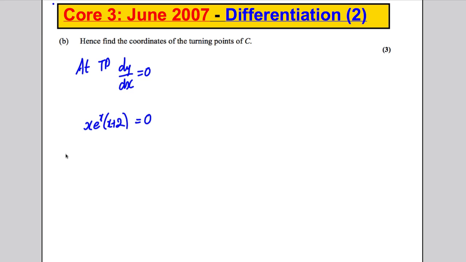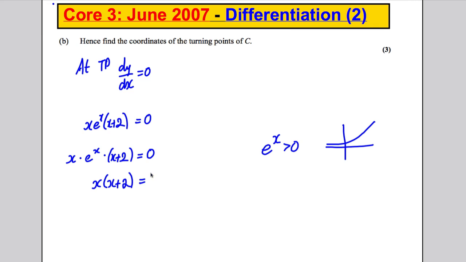Now, just to break that down, that means there are 3 things times into 0. An x times an e to the x times an x plus 2. 3 numbers times into 0, either one or all of the numbers are 0. Now e to the x can never be 0. E to the x is always bigger than 0. Remember the e to the x graph looks something like this? It can never equal 0, so that can't be 0. So either x or x plus 2 must be 0. And if x is 0, there's one answer, or x is equal to -2, that's the other answer.